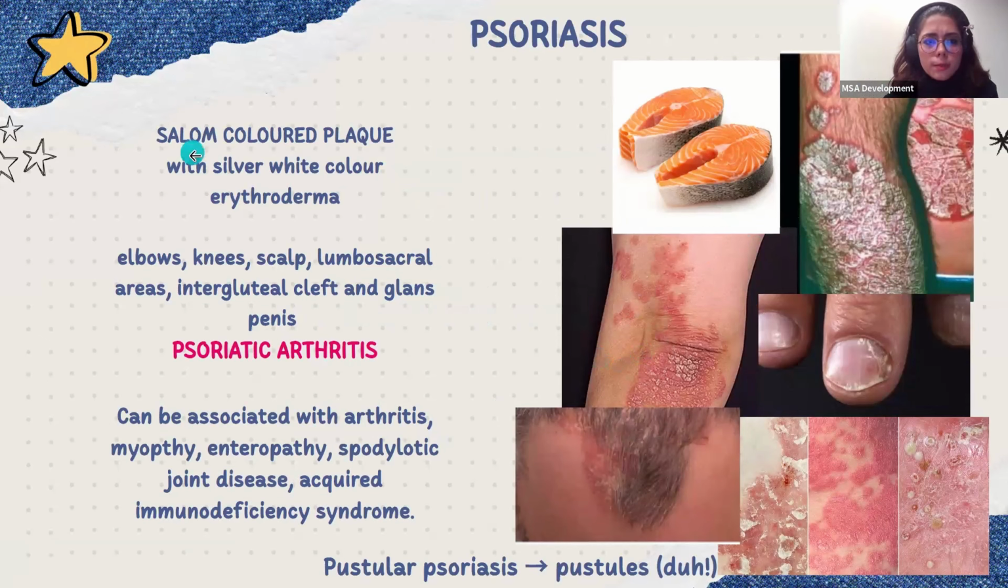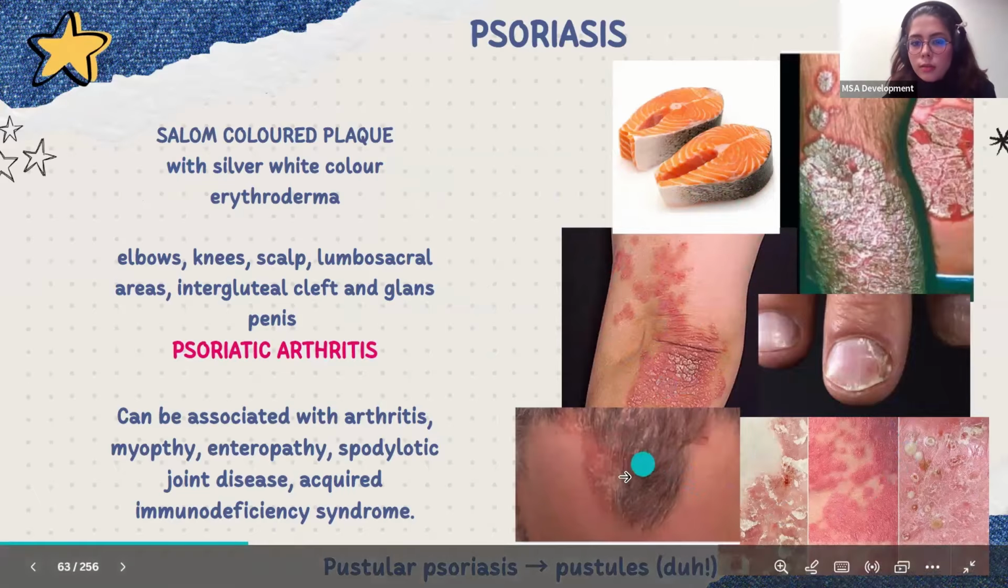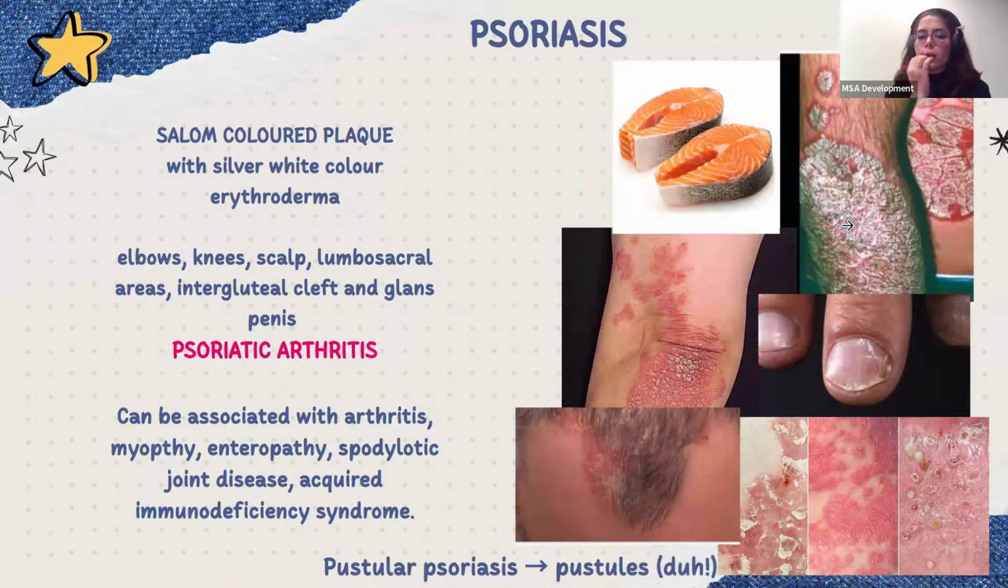Okay. Psoriasis, you have something. Oh, this is important. Kim Kardashian. Salmon-colored plaque. Okay. What they mean by salmon-colored plaque is not just the inside, it's also the outside. Okay. It's reddish, orange in a way, and it has a white layer on top. In Arabic, it's called صدفية. I didn't know this. Okay. It affects the elbows, knees, scalp, lumbosacral areas, intergluteal cleft, and glans penis.